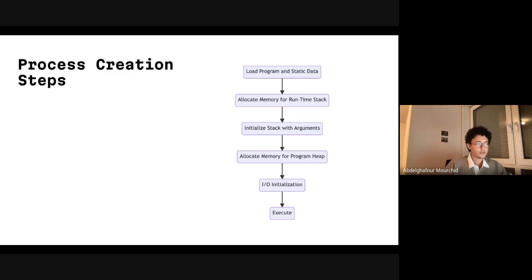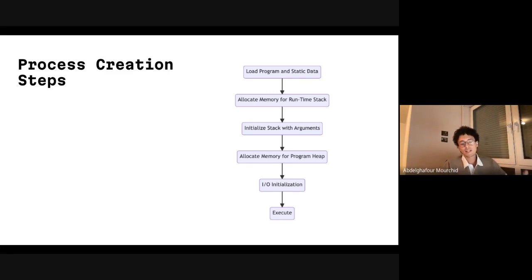The second thing is to allocate memory for the runtime stack, where we assign local variables, function parameters, and return addresses, and then we initialize the stack with arguments. Let's say, for example, a simple main program with argc and argv. The fourth step is allocating memory for the program heap.